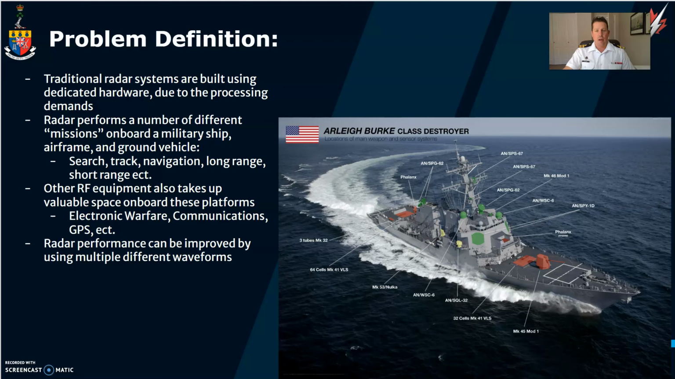weapon systems. In addition to the radars, there's also other equipment that requires RF capable processing, and they are all located on the upper decks of the ship, of course, or airframe or vehicle. To show you how much real estate gets taken up by radio frequency equipment, I've shown a Flight 2A Arleigh Burke class destroyer on the right of the page. As you can see, all of those sensors take up a lot of the room on board a ship, and it also creates a lot of weight for the ship.